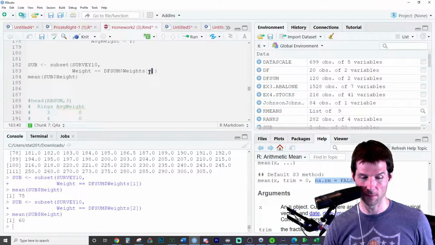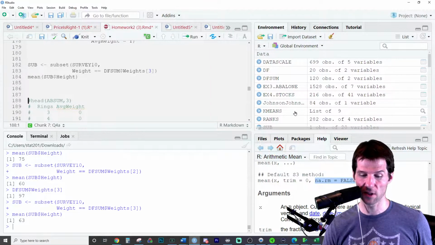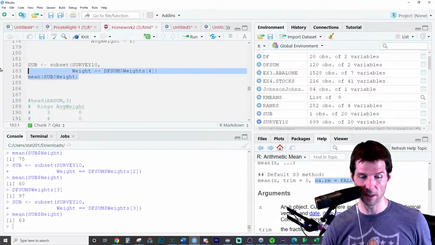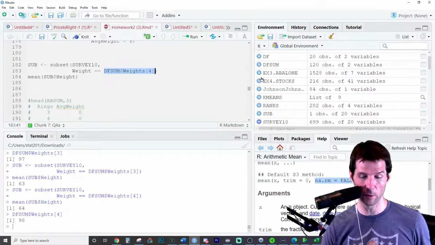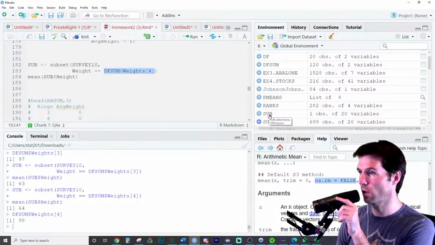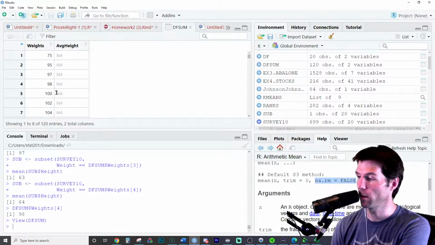I am doing what right now? Think about this. This is the third unique weight, which is 97 pounds. And this created a subset of everyone who weighed 97 pounds, which is one person, and then found the mean height. Does it make sense what this code is doing? This is the mean height for the subset of individuals who weigh 98 pounds, which is one person again. So we're doing each group, and when we get to the 100, that'll probably be a bigger subset.